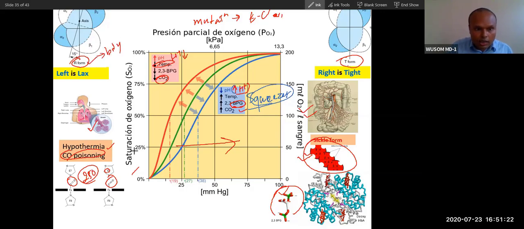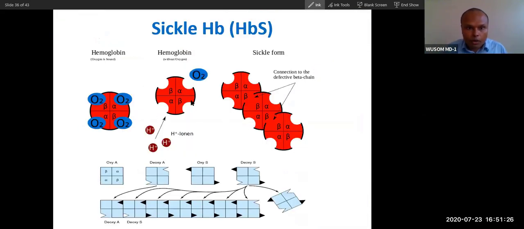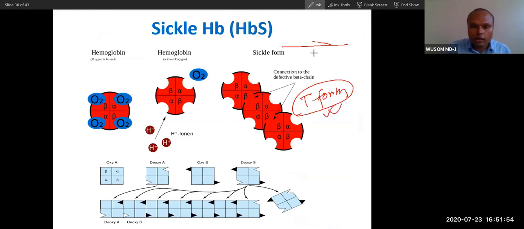So let's see these three phenomena I will show you. You can see the sickle cell anemia. In the absence of oxygen, it will polymerize. This is called the sickling phenomenon. It will permanently convert into a polymer form and a T form. T form means tense, means right. Right is tight, left is lax. So you can remember, in sickle cell anemia, the oxygen dissociation curve will shift towards the right.